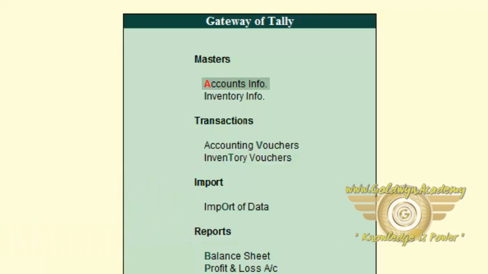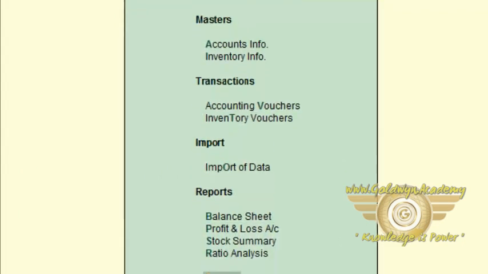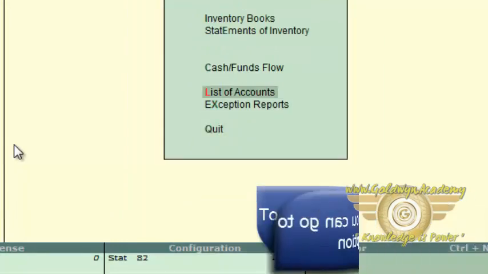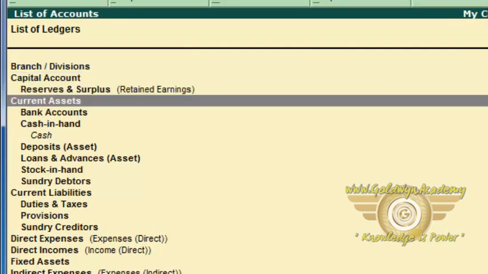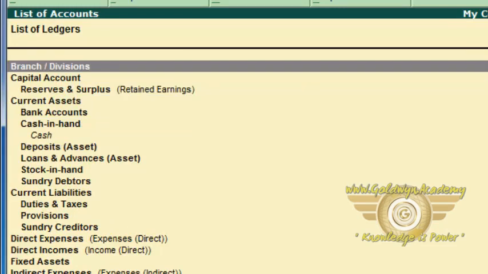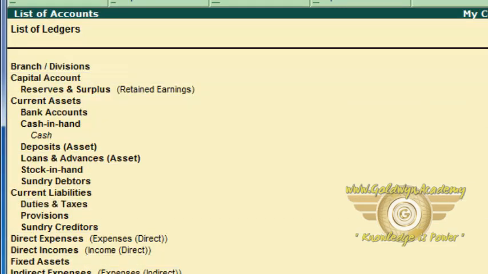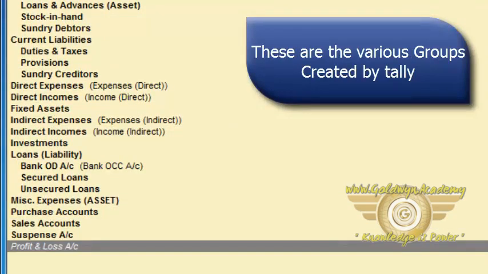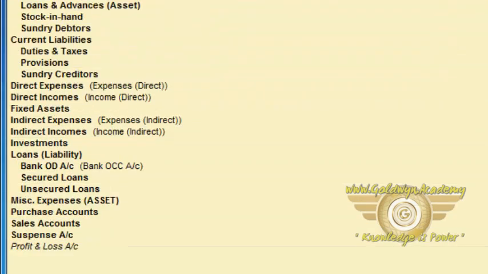To see those groups, enter the Display option and go to the List of Accounts. You can see here that groups and ledgers are created. The text in bold denotes the groups and normal text is the ledger. Here two ledgers are created: one is Cash and the other is Profit and Loss. This way you can see the list of ledgers and list of groups.